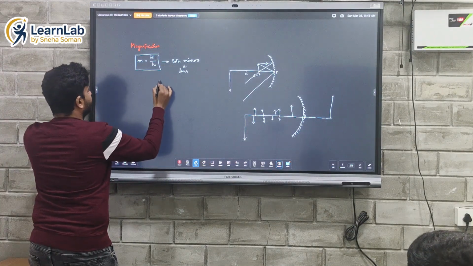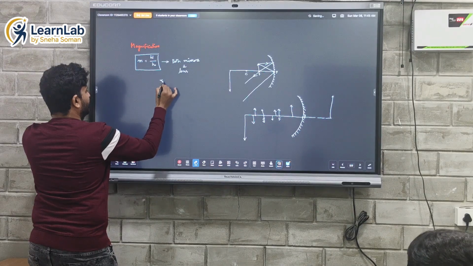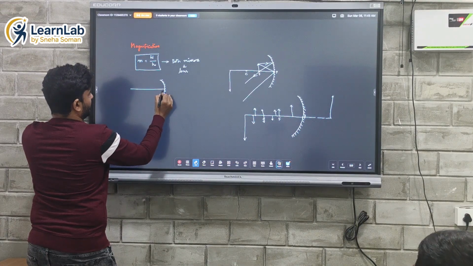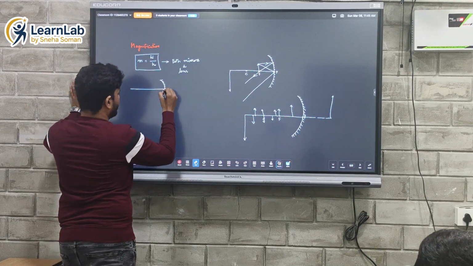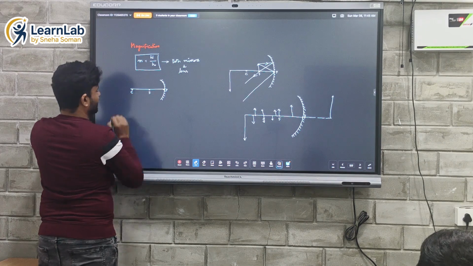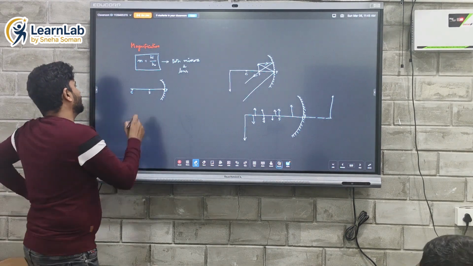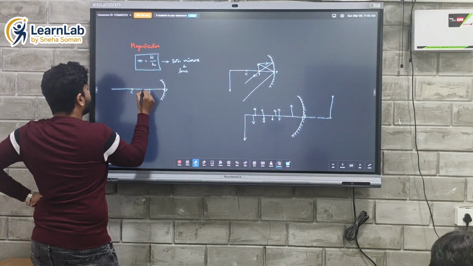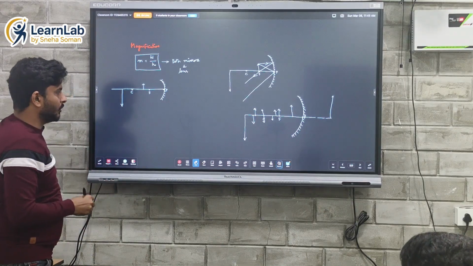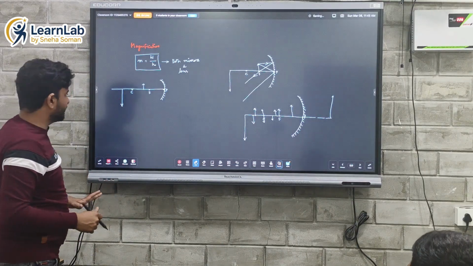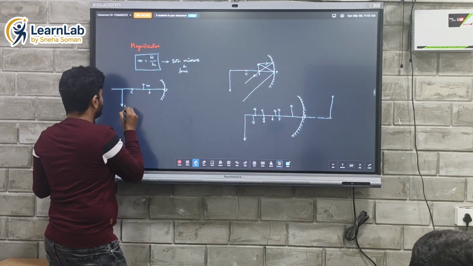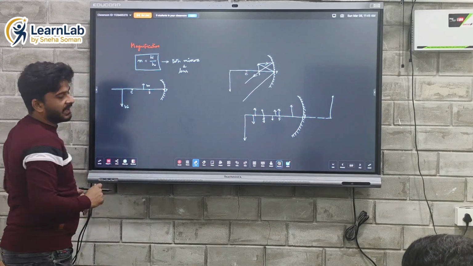Now you see, this is what it represents. This is a convex mirror. This is P, this is F, and this is C. Let us take a case which is between C and F. So your image is enlarged. So we can say this is the height of object and this is the height of image. That is the formula it represents.